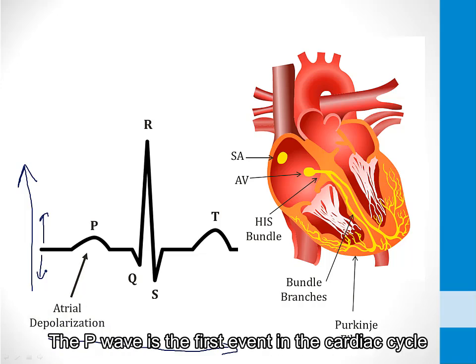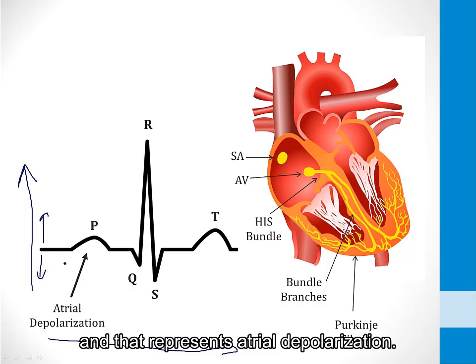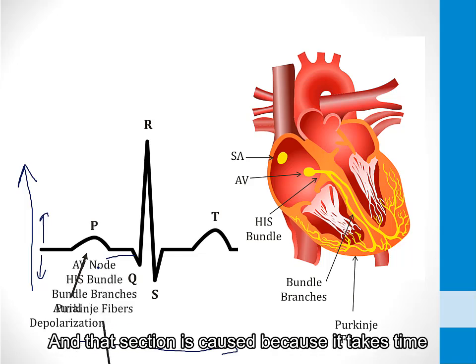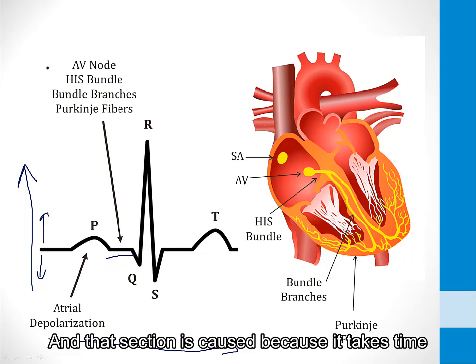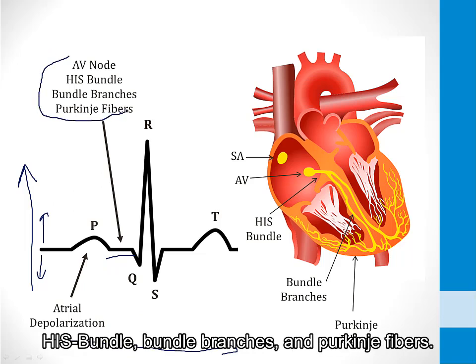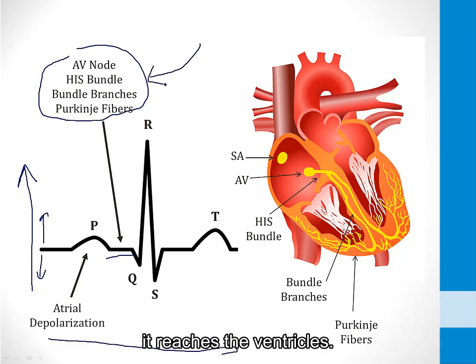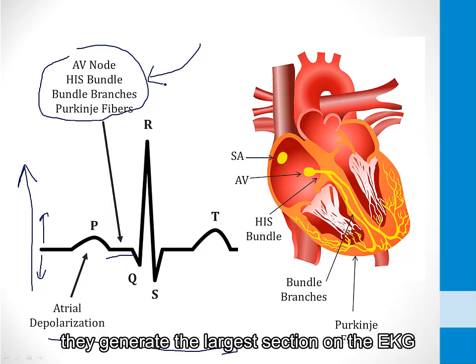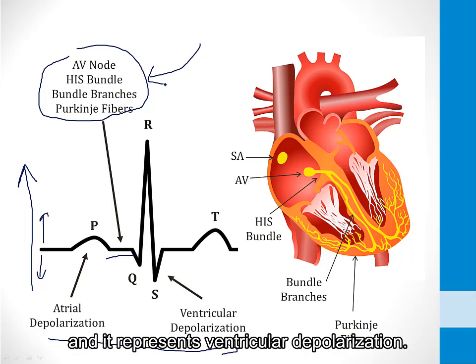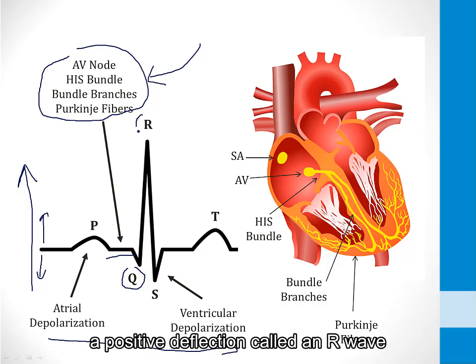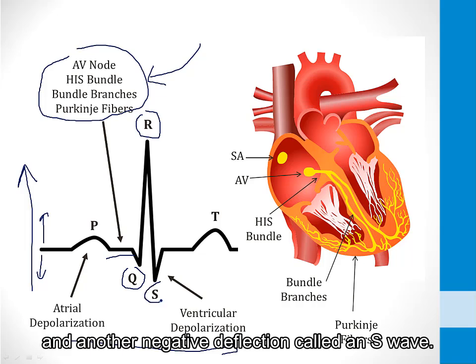The P wave is the first event in the cardiac cycle, and that represents atrial depolarization. The P wave is followed by this flat section of the EKG tracing, and that section is caused because it takes time for electricity to move through the AV node, His bundle, bundle branches, and Purkinje fibers. Once electricity moves through all of these structures, it reaches the ventricles, and when the ventricles depolarize, they generate the largest section on the EKG. That's called the QRS complex, and it represents ventricular depolarization. This complex can include a negative deflection called a Q wave, a positive deflection called an R wave, and another negative deflection called an S wave.